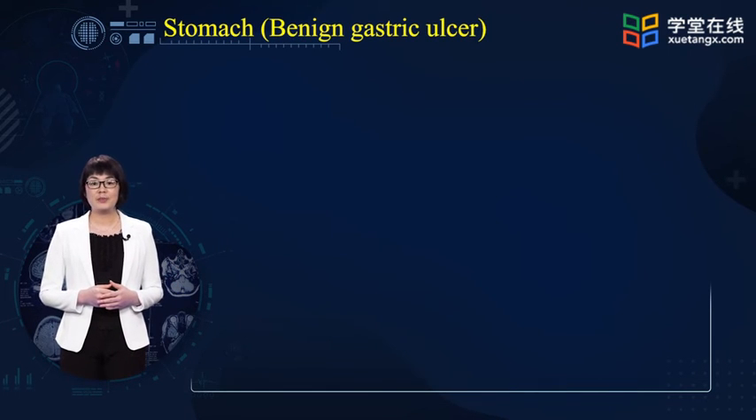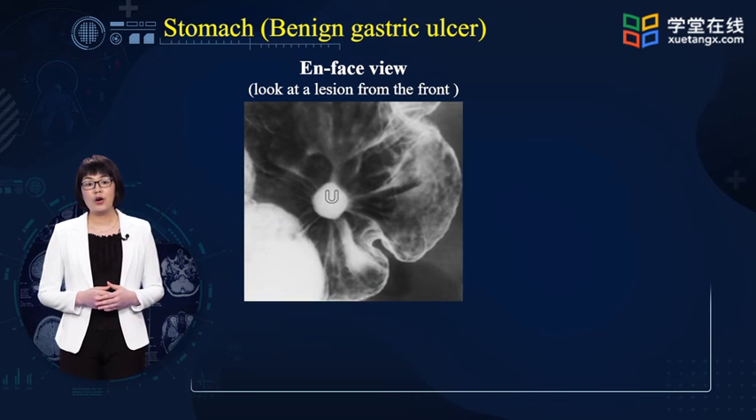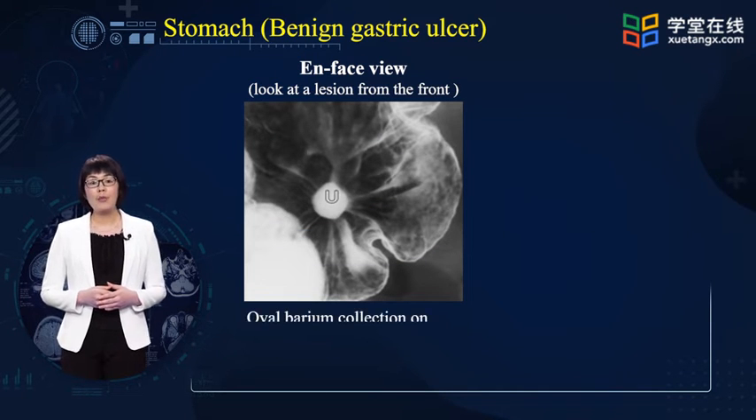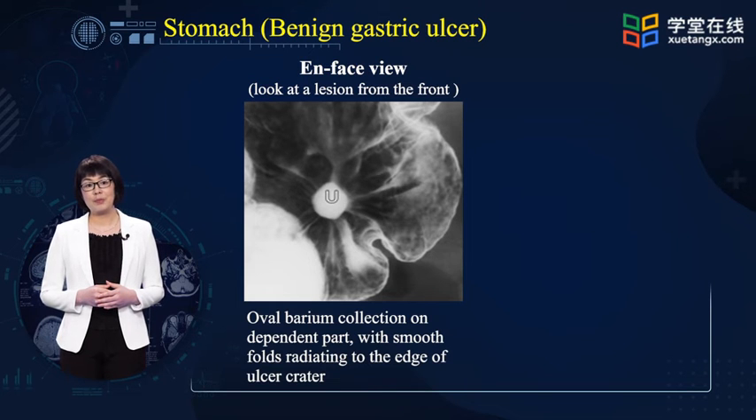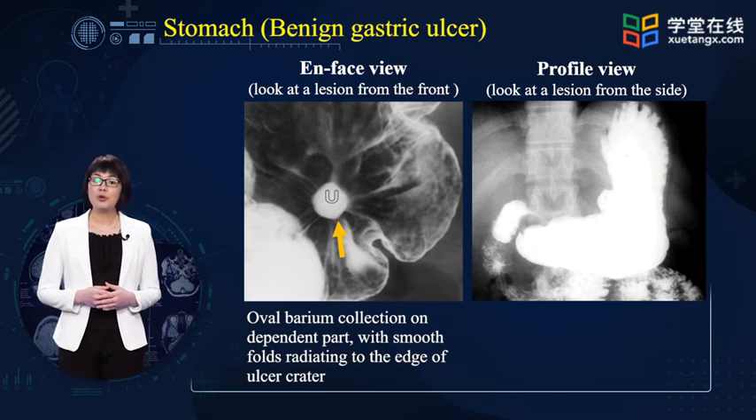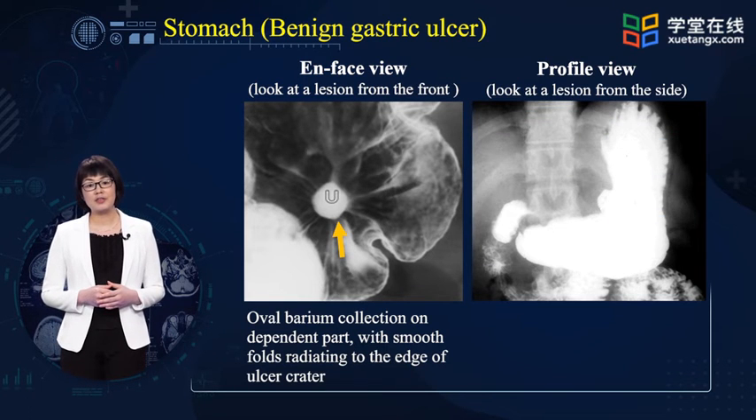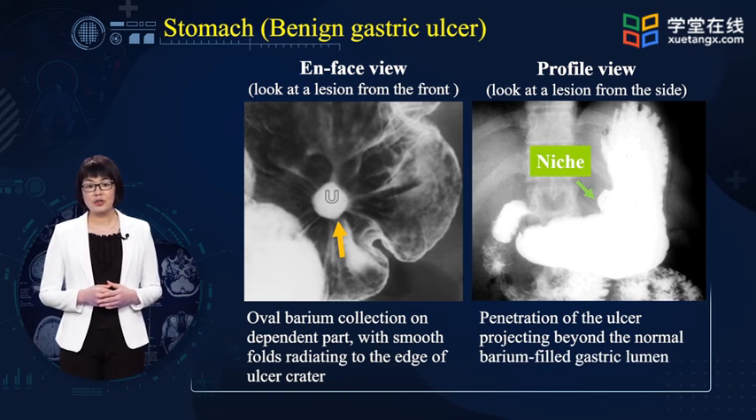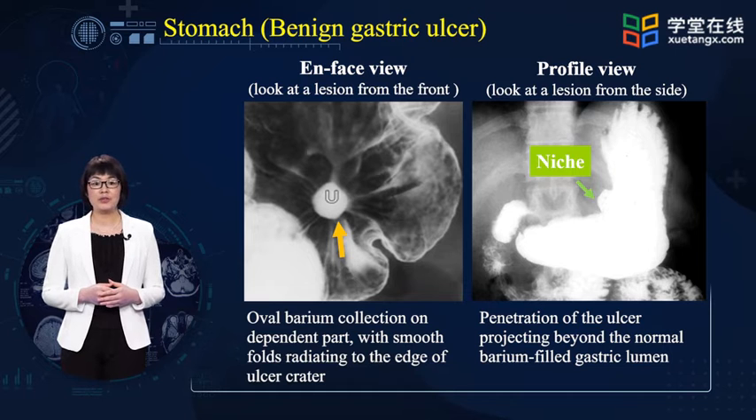Here is a case of benign gastric ulcer. In en face view, looking at the lesion from the front on the left, an over-projecting barium collection in the dependent part can be seen, with smooth folds radiating to the edge of the ulcer crater. In profile view, looking at the lesion from the side on the right, an over-projecting collection in the lesser curvature can be found. This is the penetration of the ulcer projecting beyond the normal barium-filled gastric lumen. We can call it a niche in radiograph.